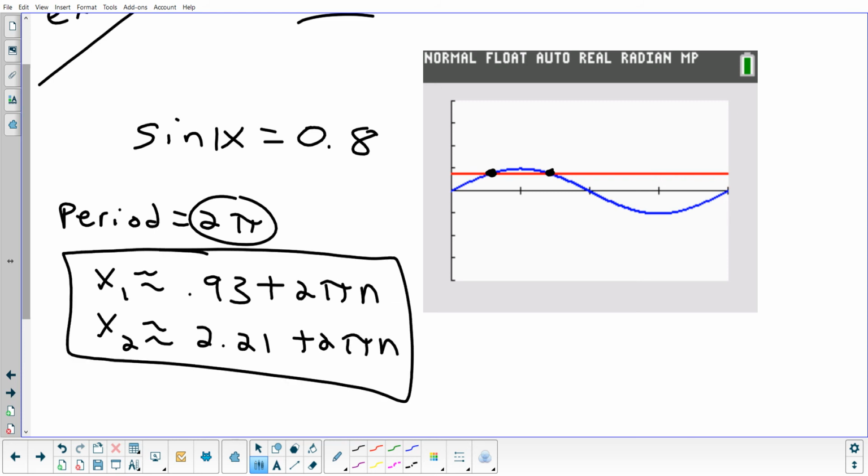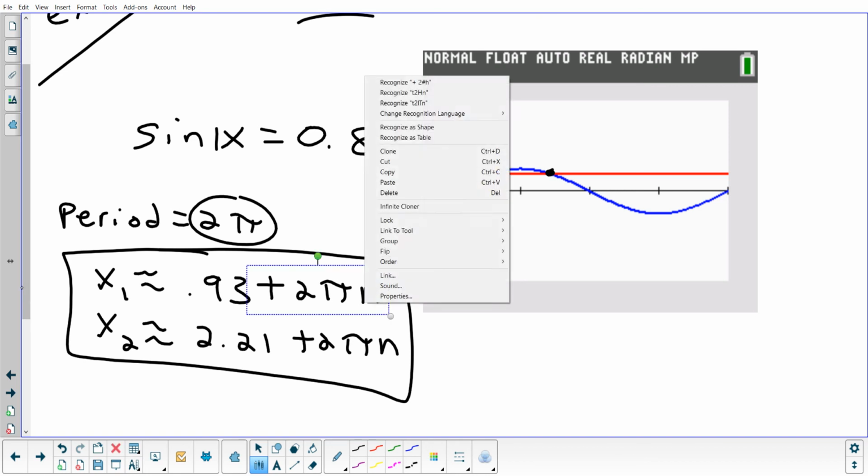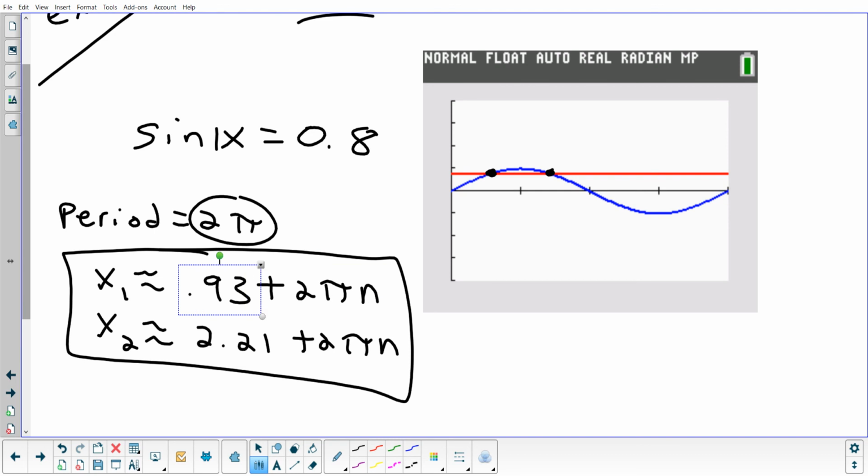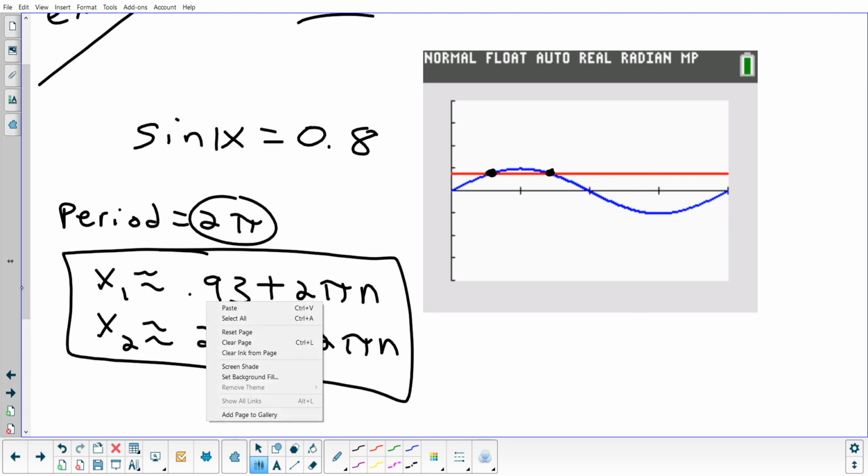And remember what that means. N is an integer. So that means if you take and add 2 pi times 1 to the answer we got, you'll get the answer one cycle away. If you do 2 pi times 2 and add that to 0.93, you'll get the answer 2 cycles away. Okay, so n is basically how many cycles down you're moving to get the next answer.